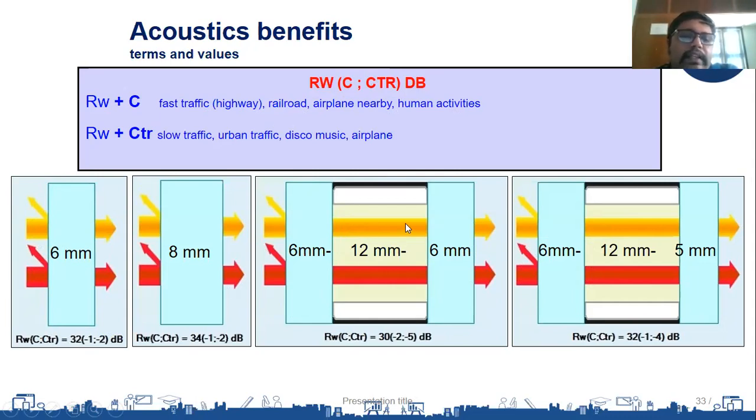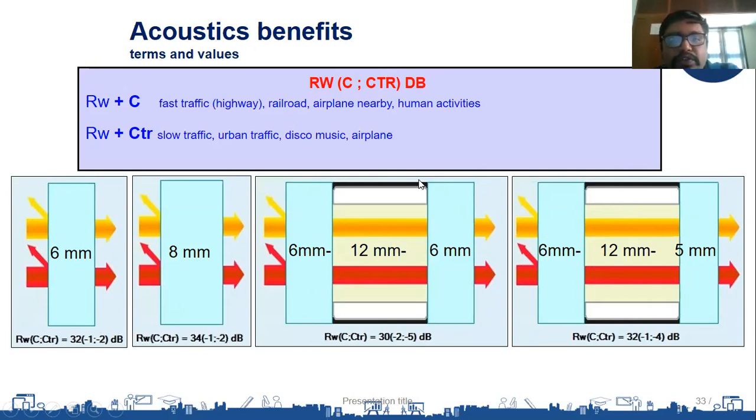One more concept you need to observe is that going for a DGU doesn't necessarily mean that it is acoustically superior, or gives you better performance. You have to choose glasses with different thicknesses. If you see 6-12.6 laminated, the reduction is 30 decibels, and 6-12.5 laminated, it is actually 32 decibels. When you increase the thickness from 6 mm to 8 mm, RW is better. But here, even though 6-12.5 is there, your 6-12.6 is not as good as your 6-12.5.